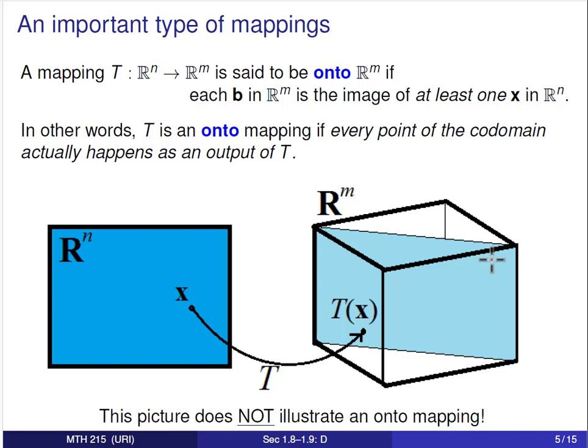We will say that a mapping from Rn to Rm is onto if each vector in the codomain is the image of at least one vector in the domain. In other words, T is an onto mapping if every point of the codomain actually happens when you plug in all the points from the domain. So this picture, of course, does not display an onto mapping because the range is pictured as just a subset of the codomain, and we want an onto mapping to have a range that fills the entire codomain.